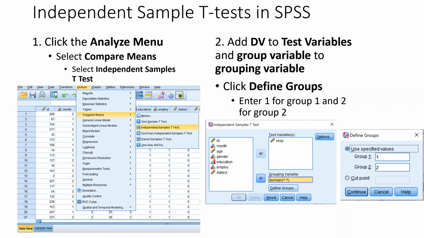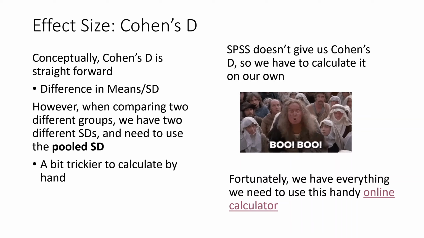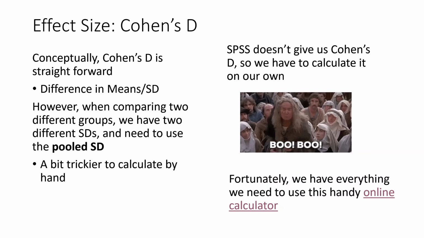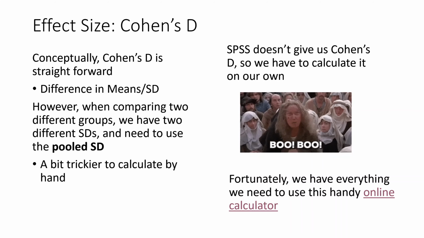So these slides just show the same thing again, and here's the output. And now we're going to talk about effect size. So effect size for independent sample t-test is called Cohen's d, and conceptually Cohen's d is fairly straightforward. It's the difference in means divided by the standard deviation.